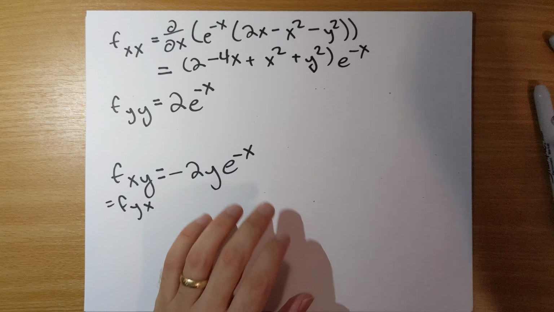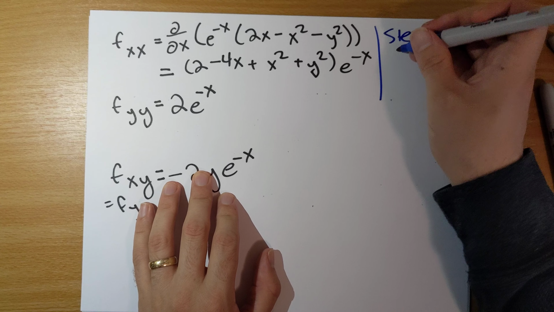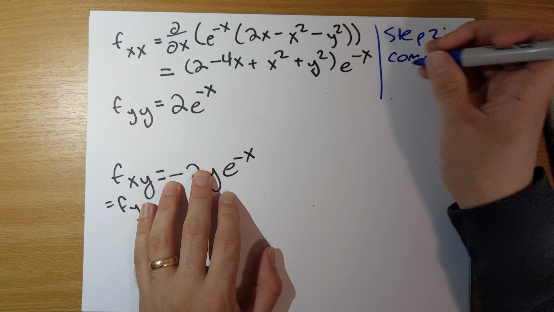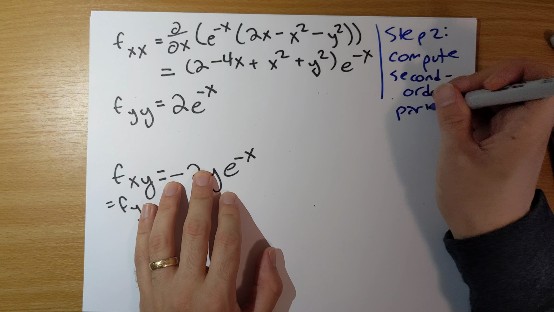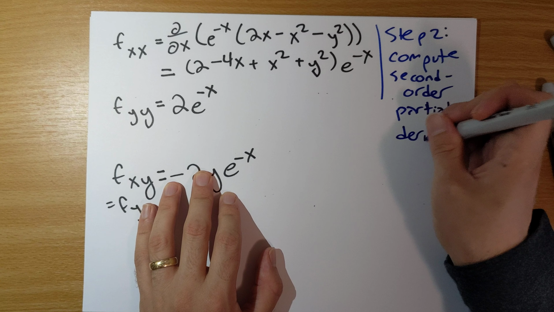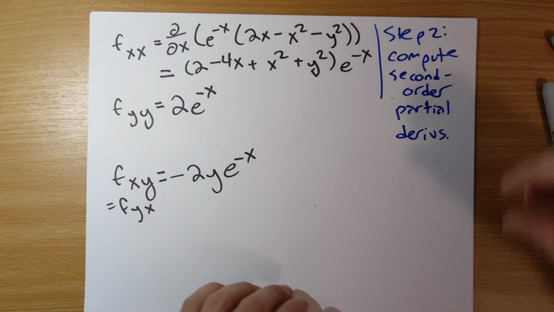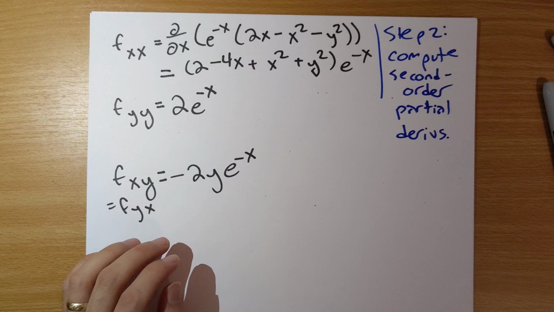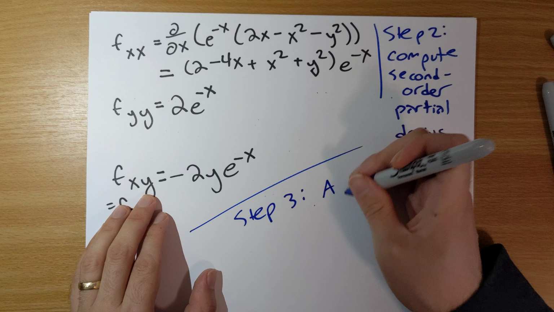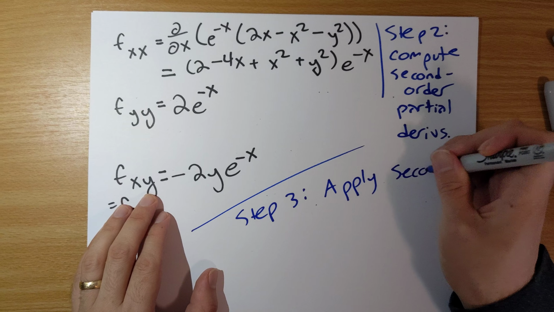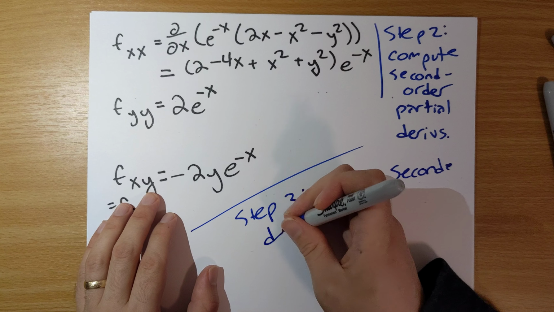But yeah, I guess I should have written down step 2 is compute second order partials. And so then finally, step 3. Step 3 is to put everything together, is apply the test. Second, apply the second derivative test.